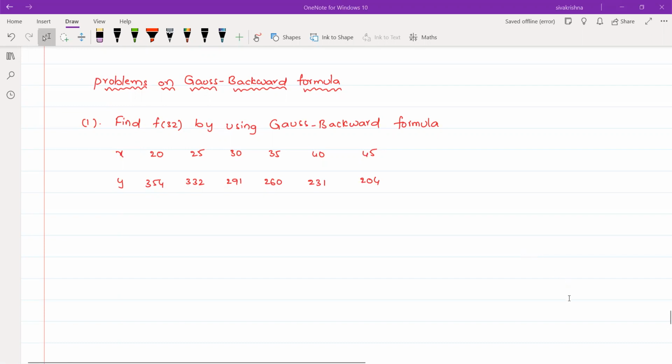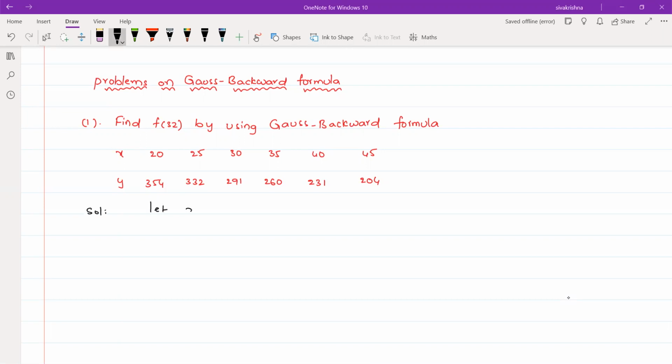Since 32 lies between 30 and 35, in general we can choose the right side value of 32 as x naught in Gauss backward formula. Whereas in Gauss forward formula, in general we can choose the left side value as x naught. Since this is Gauss backward formula, we can choose the right side value of 32 as x naught.